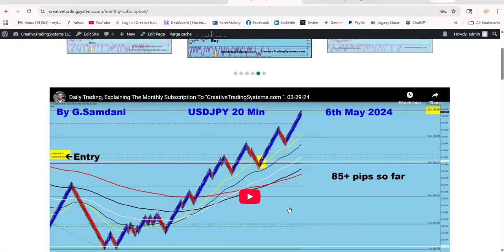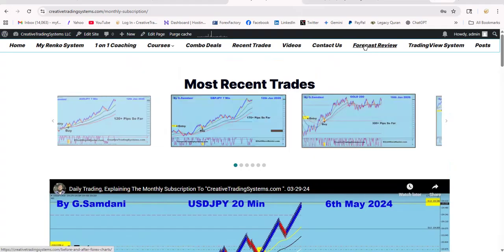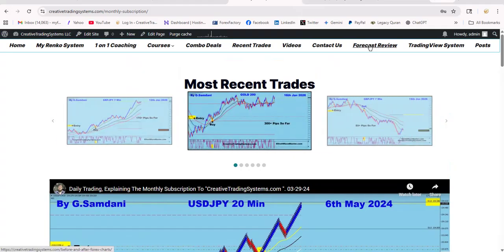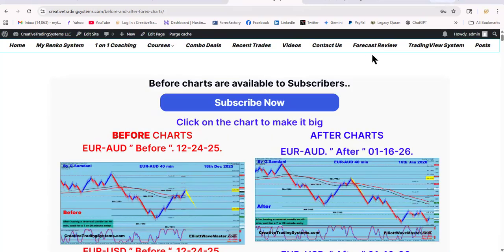Now, the first thing I want to show you, I'm already on this page, but I want to go to this forecast review. So by forecast I mean I make the charts before, where I show the setup. That's my main thing, the trade setup for the day. If I have a clear setup, I use a 40-minute chart here.